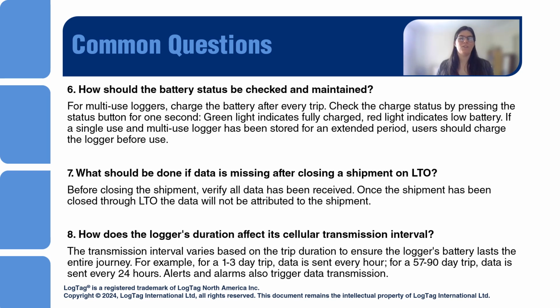How does the logger's duration affect its cellular transmission interval? Now, like we saw in our previous example, when we are setting up the logger, how many days we're expecting the logger journey to last, that's when LogTag Online is going to calculate how long the battery is likely to last and how many transmissions it can do within that time. So, for example, if you've got a 1 to 3 day trip, then the data logger is going to be able to send up every hour. Whereas if it's between 57 and 90 days, then the transmission is going to be every 24 hours. This is to make sure that the battery is going to last that entire trip.